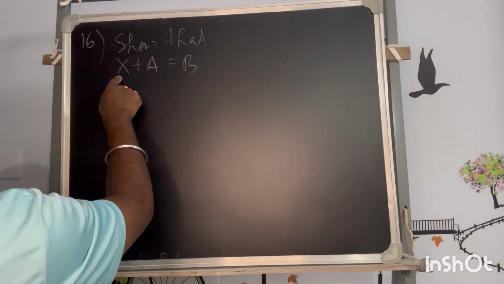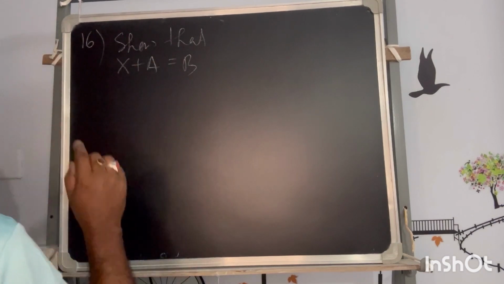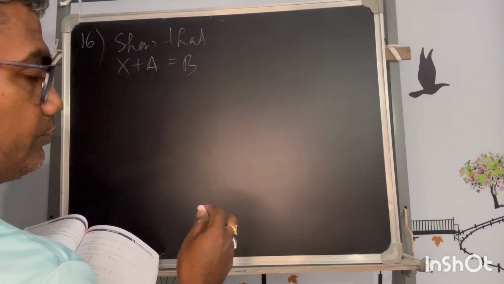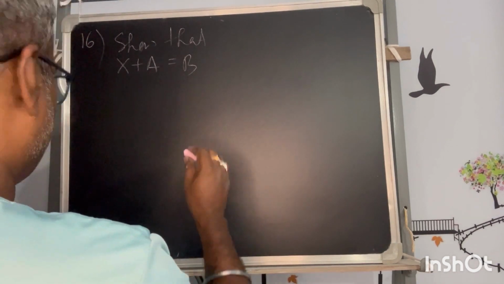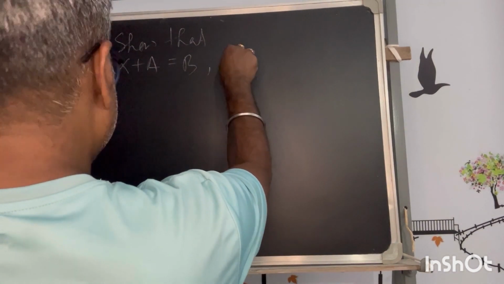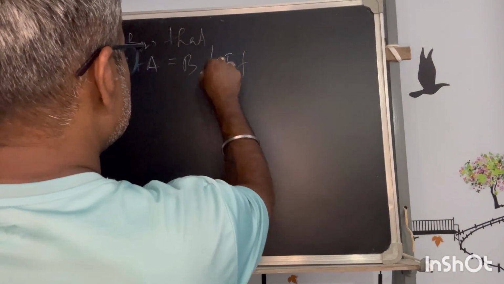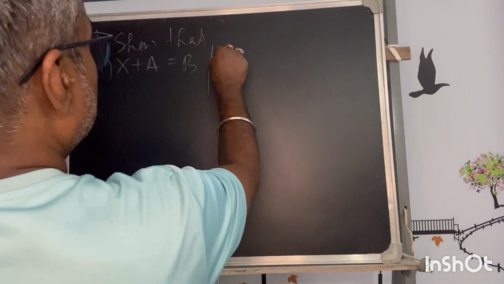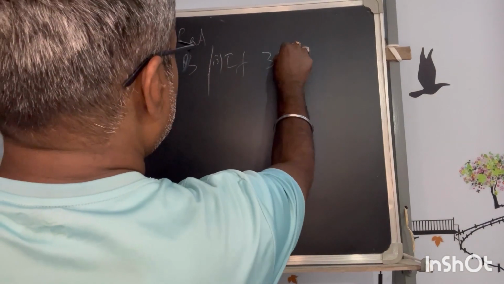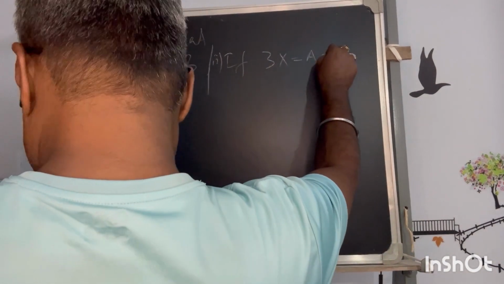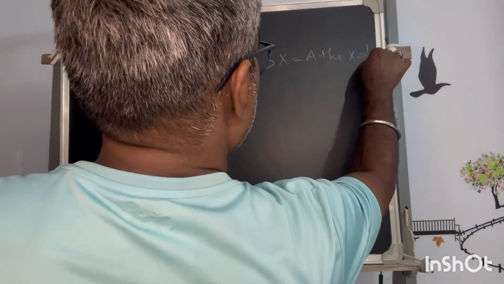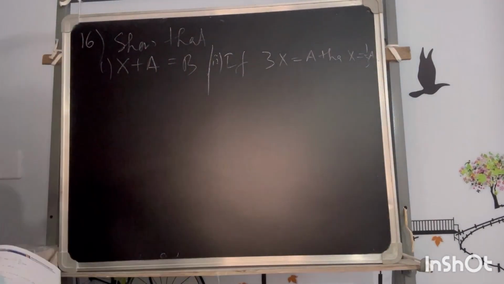I mean, this is individually a matrix. This is a matrix. This is a matrix. So for this case, whether this will follow the equation rule of algebra, that we have to prove. And another one, this is the second part. If 3x is equal to a, then x is equal to 1/3 of a. That we have to prove.